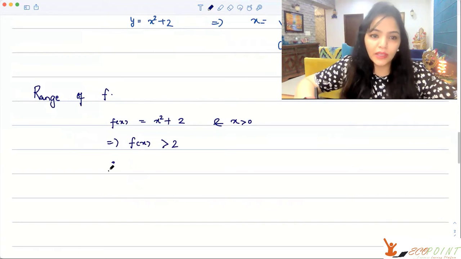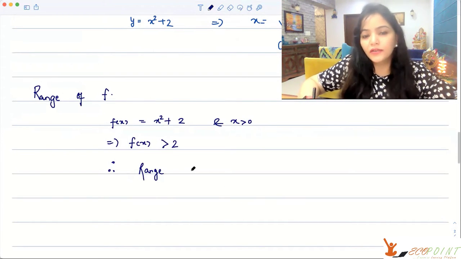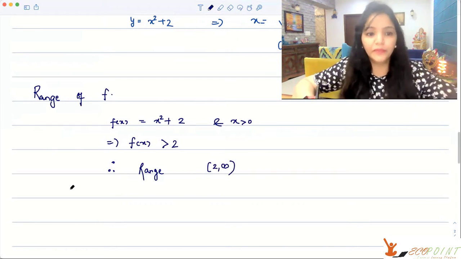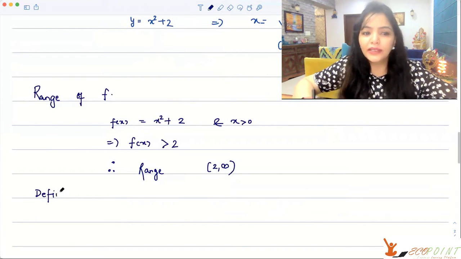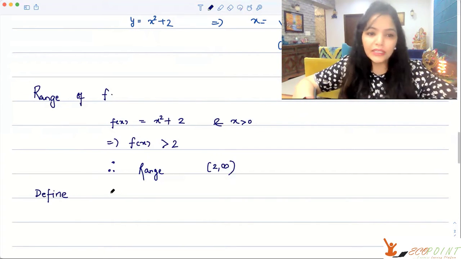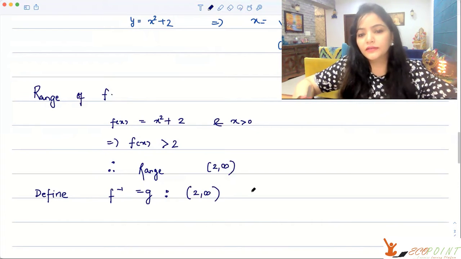So therefore I can say that the range of this function is 2 to infinity. Range of this function is 2 to infinity. So that means we can define... Why do I need range? So that I can define the inverse properly. So we can define f inverse equals to g from 2 to infinity to whatever.